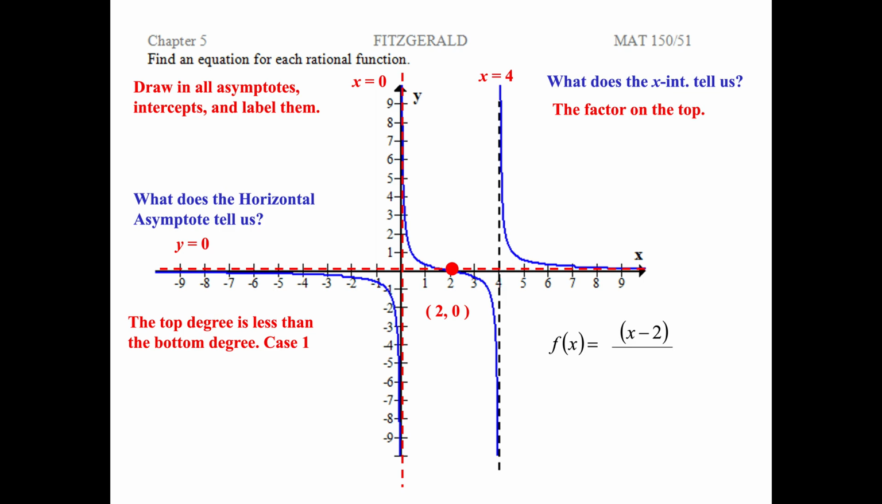My vertical asymptotes, these are the factors on the bottom. So x equals 0, that's going to be an x. And then x equals 4, we'll subtract the 4. That's the binomial x minus 4. So those are the factors for the bottom.